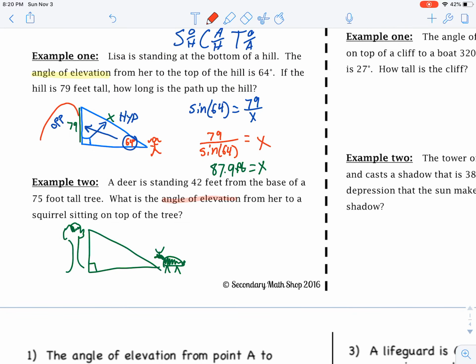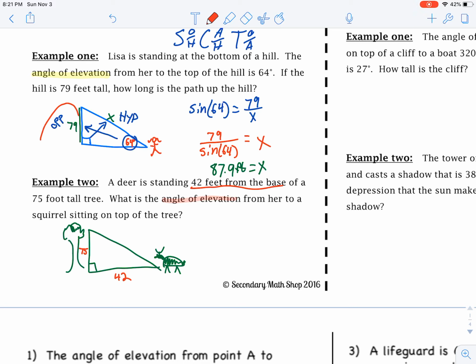Alright, so let's go ahead and start labeling this. A deer is standing 42 feet from the base. Okay, so the base is at the bottom, so the 42 is going to be down here. From a 75-foot tall tree. Well, we measure the tree is 75, so I'm going to measure 75 right there. They want to know what the angle of elevation was. So the angle of elevation, we always label that in the bottom right-hand corner, but we don't know what it is, so we're going to use x to represent it.